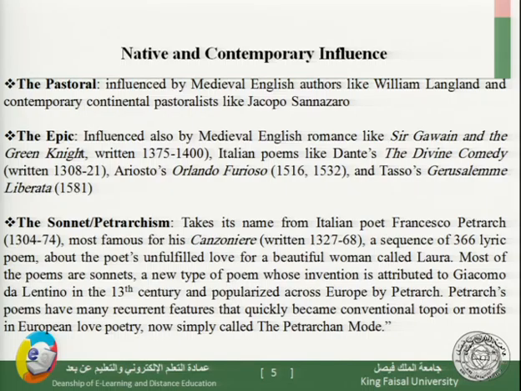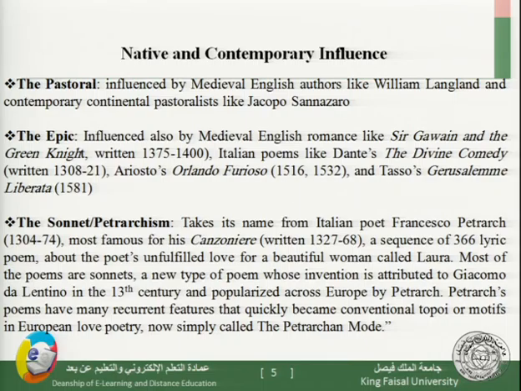Most of them were about his love for a beautiful woman called Laura. We never know what happens to Laura. She's mostly absent, but most of his poems are an expression of love for this lady, Laura. Most of the poems are sonnets, and this is a new type of poetry, whose invention is attributed to Giacomo da Lentini in the 13th century, and it was popularized across Europe by Petrarch, and especially by his collection, the Canzoniere.